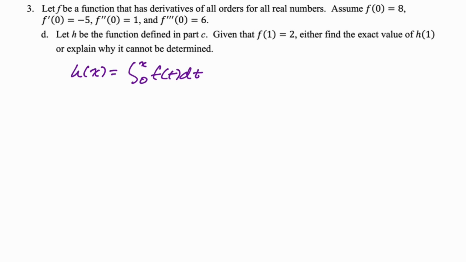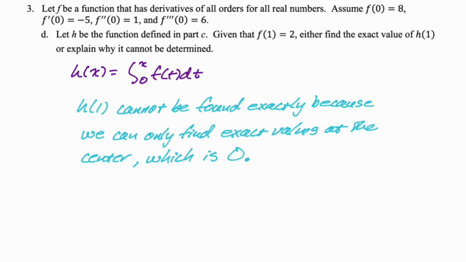So we cannot find the exact value of h of 1. I'm going to say h of 1 can't be found exactly because we can only find exact values at the center, which is 0. If we were asked for h prime of 0 or h double prime of 0, those are things that we could actually find out. We can't find the exact value anywhere except the center.